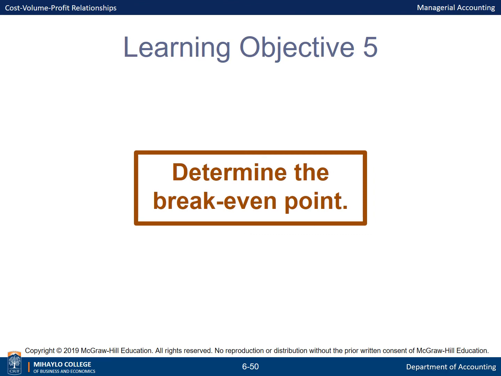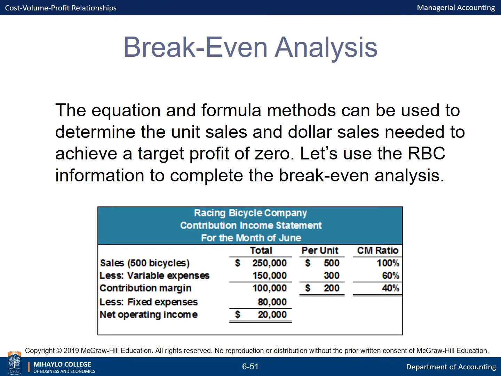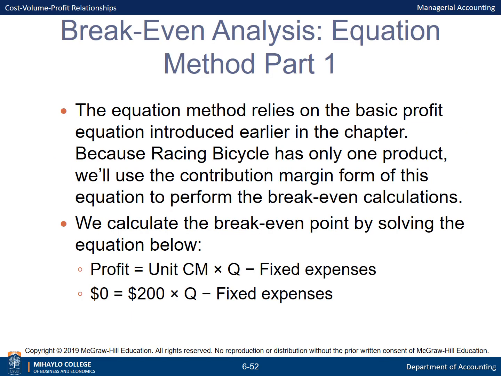Learning Objective 5 is to determine the break-even point. The equation and formula methods can be used to determine the unit sales and sales dollars needed to achieve a target profit of 0. Let's use the RBC information to complete the break-even analysis. The equation method relies on the basic profit equation introduced earlier in the chapter. Because Racing Bicycle has only one product, we'll use the contribution margin form of this equation to perform the break-even calculations. We calculate break-even by setting profit equal to 0.